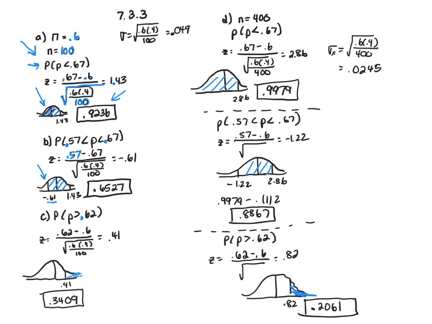Part C says what's the probability that it's more than 0.62? Had to calculate a new z, and I got 0.41. Here's my picture. Gave me 0.3409, and that's part A, B, and C.